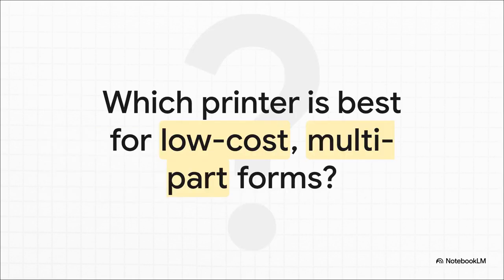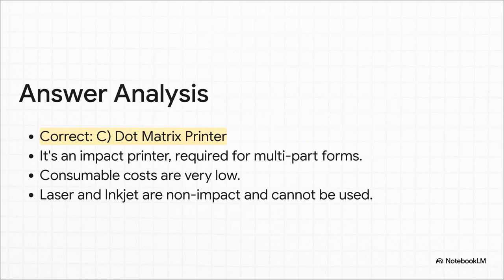Okay, question number 2. Let's break down the important clues here. They need to print on multi-part forms, the cost has to be very low, and it says noise is not a concern. So, which printer is the best fit for all 3 of those things? And the answer is C, a dot matrix printer. This goes right back to what we talked about with impact versus non-impact printers. To print on multi-part forms, you need a printer that physically hits the paper to make a mark on the copies underneath. That's an impact printer. Laser and inkjet printers can't do that. Plus, dot matrix printers are super cheap to operate, so it fits all the requirements.